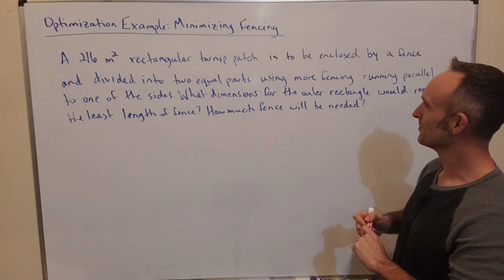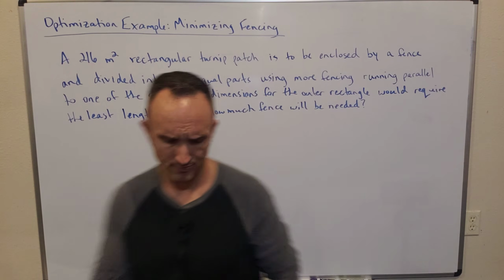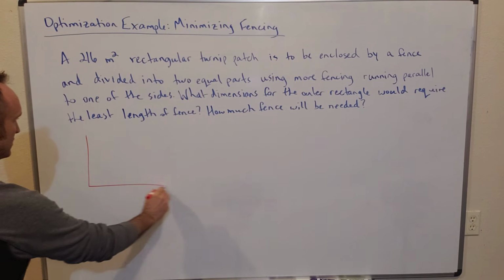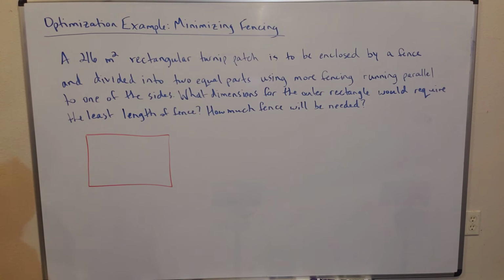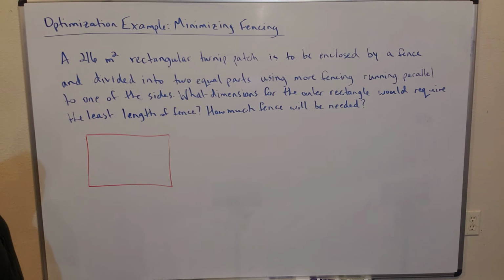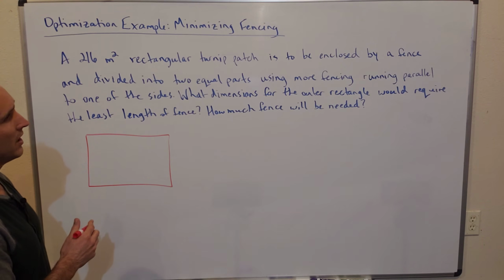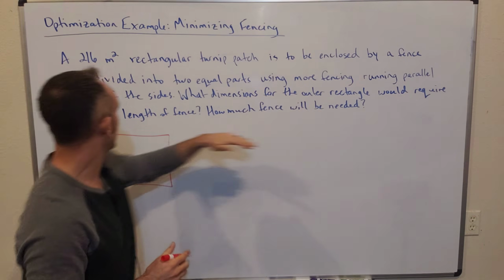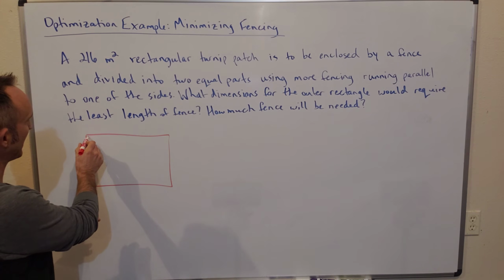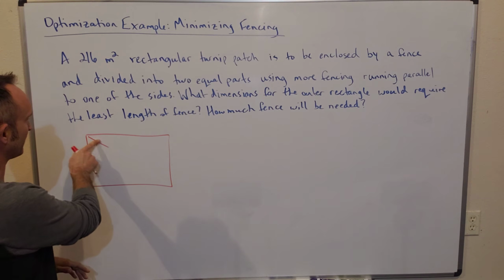All right, so let's draw a picture of this turnip patch. If we were to draw it, we know it's going to be a rectangle. And this is our fence. It's enclosed by a fence, and we want to divide it into two equal parts. So we do that by using more fencing running parallel to one of the sides. The reason they say that is you could cut this in half by running a diagonal as well. So we don't want that.